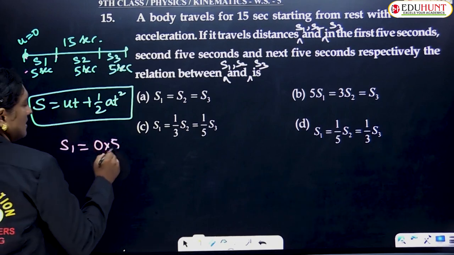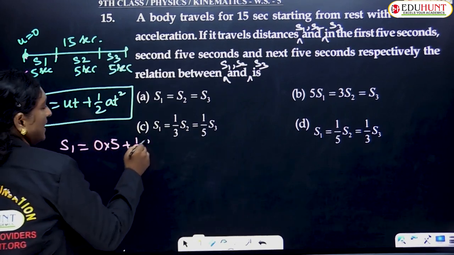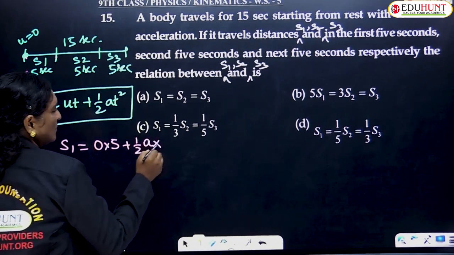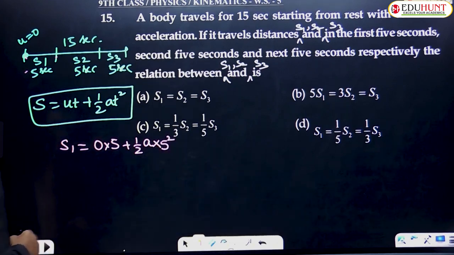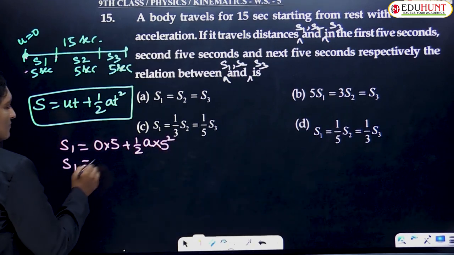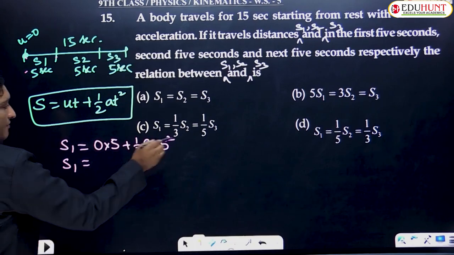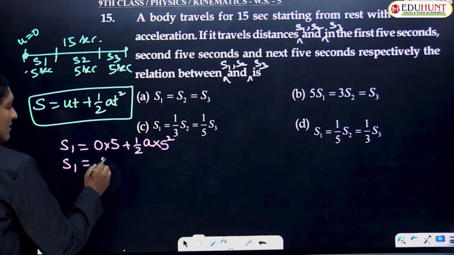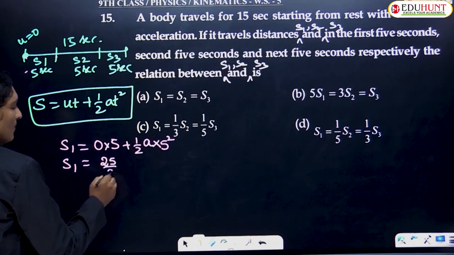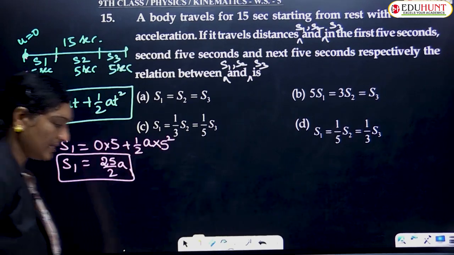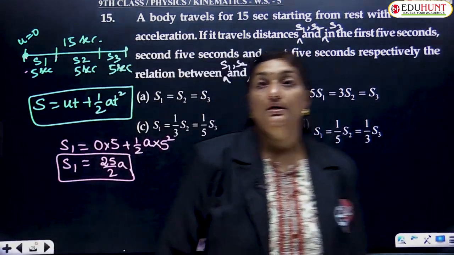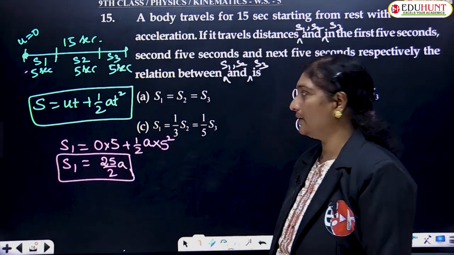5 seconds plus half a t square. T square means 5 square, isn't it? Hence the value of S1 is found. 0 into anything is 0. Half a t square, 5 square is 25, 25 by 2a. Case 1: S1 was found to be 25 by 2a.